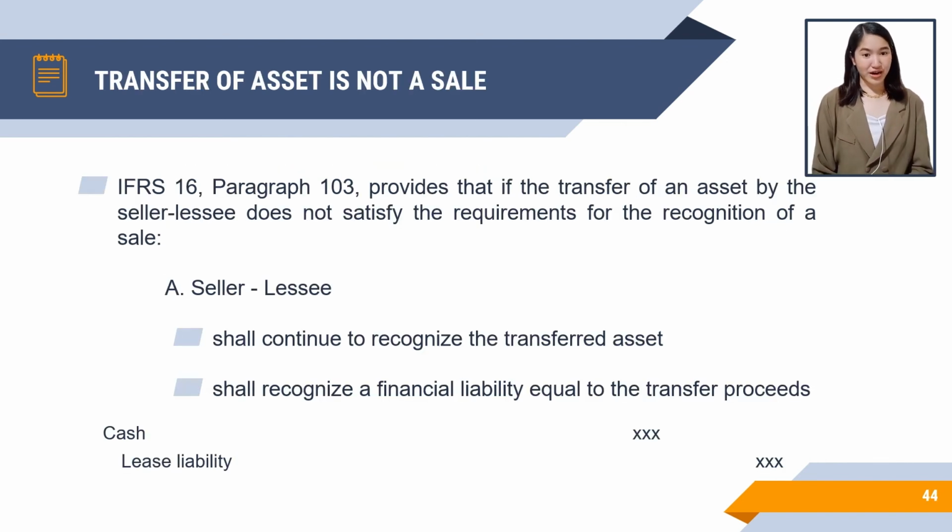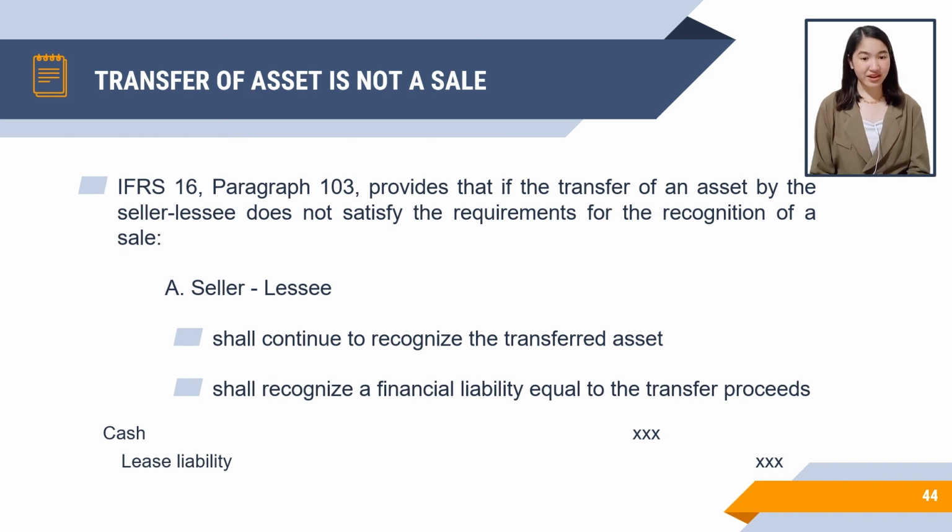For the last part of our discussion, let us discuss the transfer of asset that is not considered as a sale. So according to IFRS 16 paragraph 103, if the transfer of an asset by the seller lessee does not satisfy the requirements for the recognition of a sale, so ito yung dalawang side. First side is the seller lessee. So ang seller lessee daw dapat patuloy pa rin na i-recognize yung transferred asset at yung financial liability niya, which is equal to the transfer proceeds.